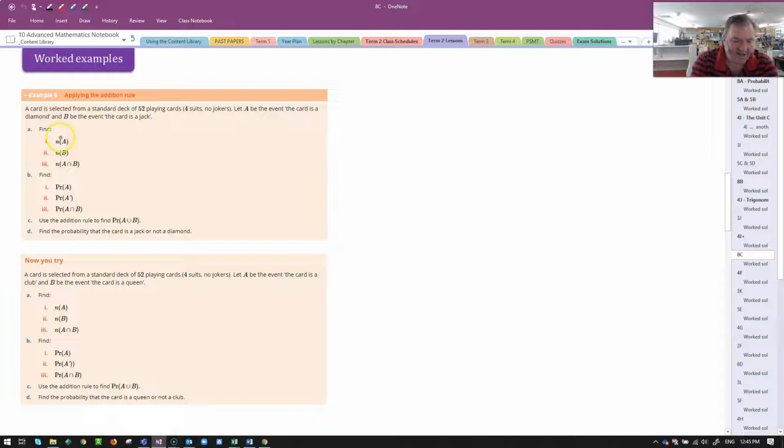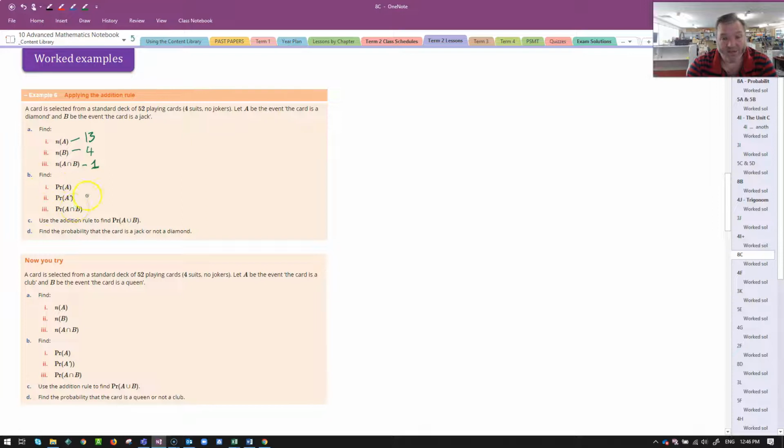So different ways, or the number of elements in that set. How many elements are there in set A? The card is a diamond. Well, 1/4 of 52 is 13, so there are going to be 13 diamonds. How many jacks are there? There are definitely 4 jacks, 1 in each suit. And how many are there in the intersection? Diamonds and jacks? You got it, there's 1 jack of diamonds. So the number in that group is 1.